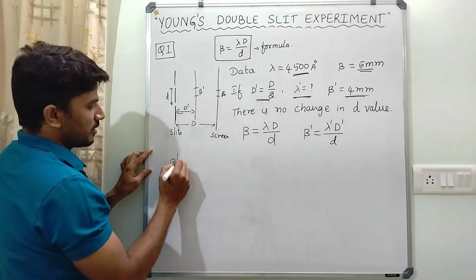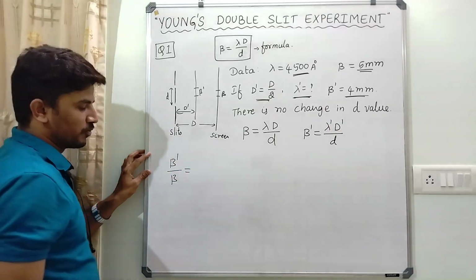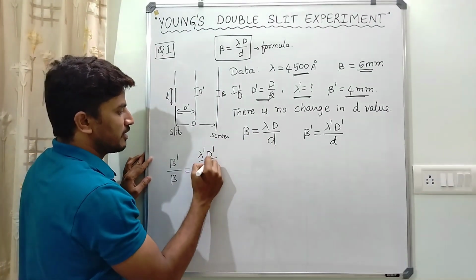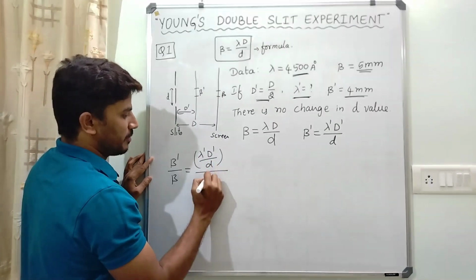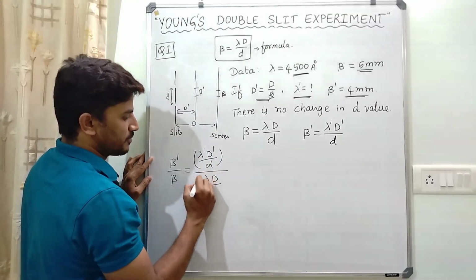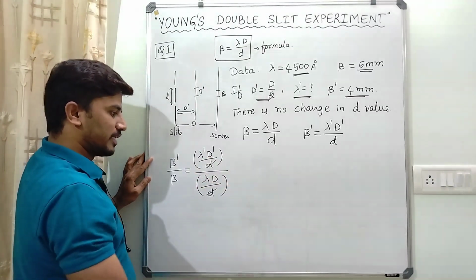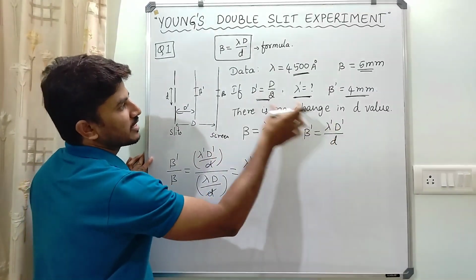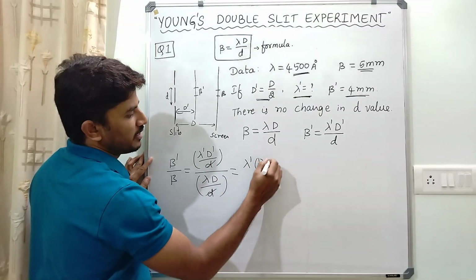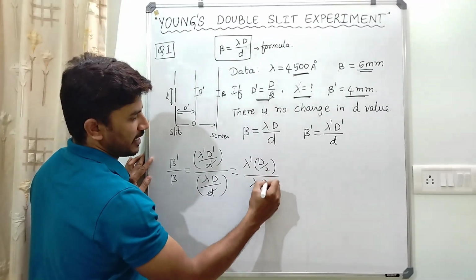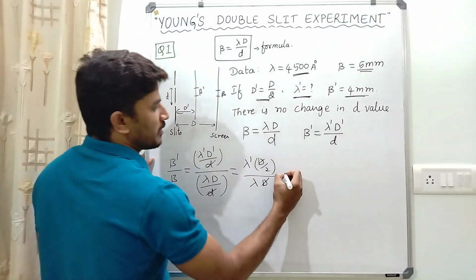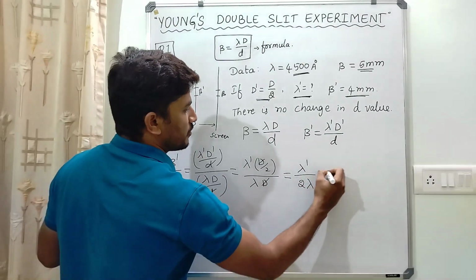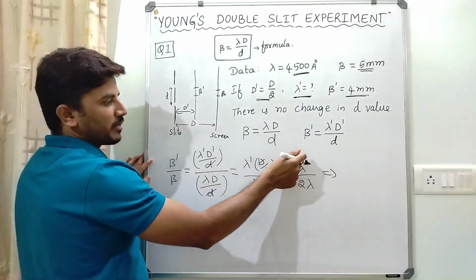Beta dash divided by beta is equal to lambda dash D dash divided by small d, whole divided by lambda D divided by small d. Here small d will cancel out. What is D dash? D dash is half of D, divided by lambda D. Again D will cancel out, so we get lambda dash divided by 2 lambda. Solving this, we want to calculate lambda dash.